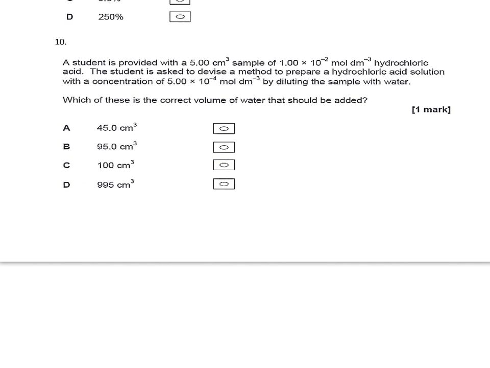A student is provided with a 5 centimetre cubed sample of 1 times 10 to the minus 2 molar hydrochloric acid solution. The student is asked to devise a method to prepare a hydrochloric acid solution with a concentration of 5 times 10 to the minus 4 mole per decimetre cubed by diluting the sample with water. We need to work out what volume of water should be added.